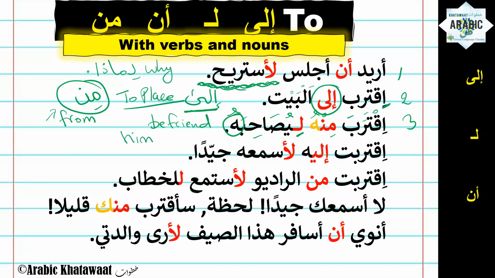اقترب منه ليصاحبه. You could say something like, he got closer to him to ask him a question, to befriend him, to give him something. So اقترب منه ليعطيه. To give something would be ليعطيه.